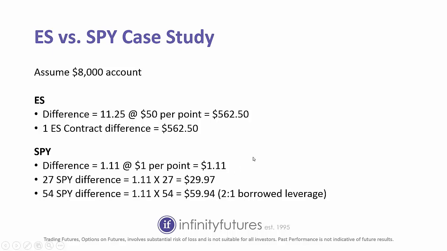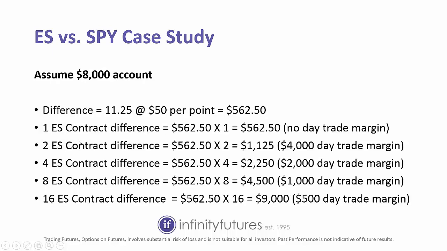Now, when you apply futures day trading leverage, everything gets different. Everything is magnified. So in our initial example, we had one contract of E-mini S&P at $562.50 for the range, and that was the maximum range. No day trade margin applied.